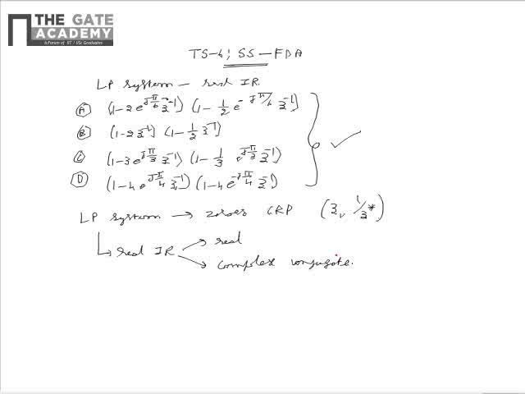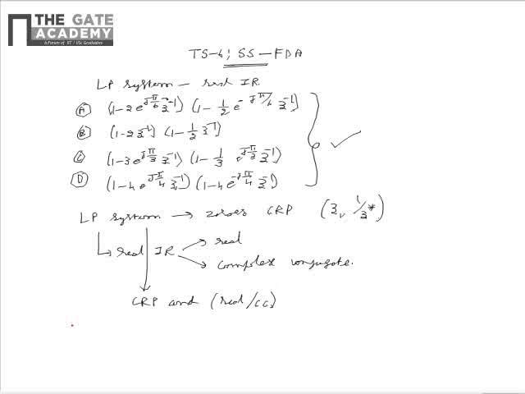That is, given any generic system, if zeros are real or complex conjugates, and likewise with the poles, then the system will have a real impulse response. So from this we see that out of the given four options, we need the one which has zeros as conjugate reciprocal pairs and zeros as either real or complex conjugates.